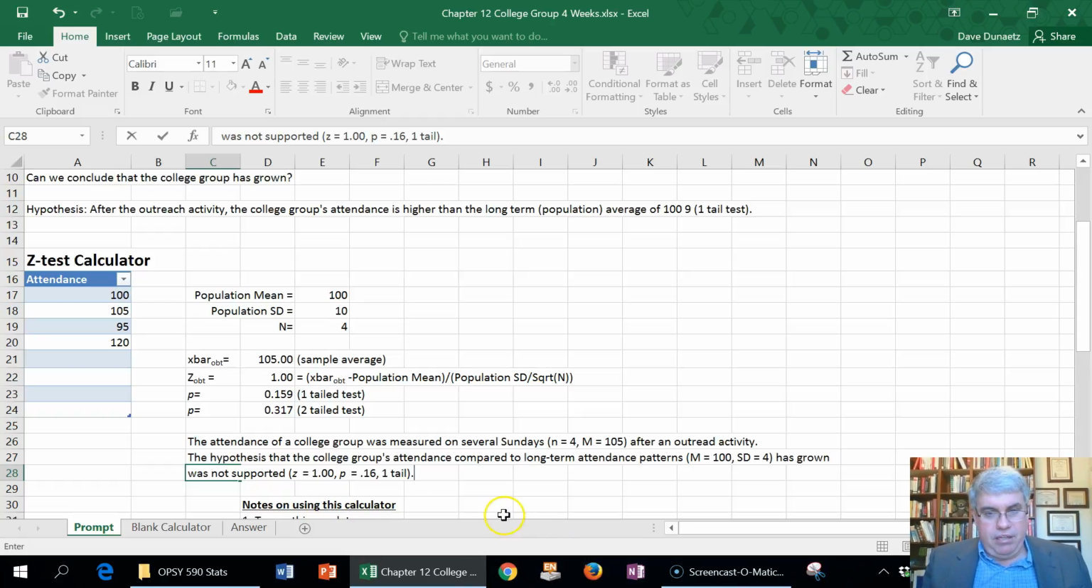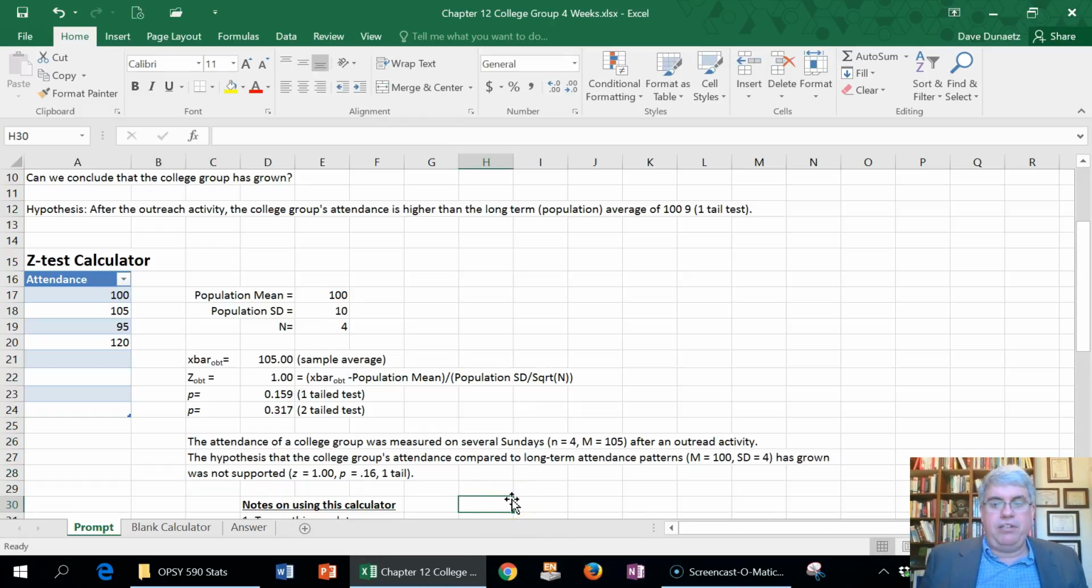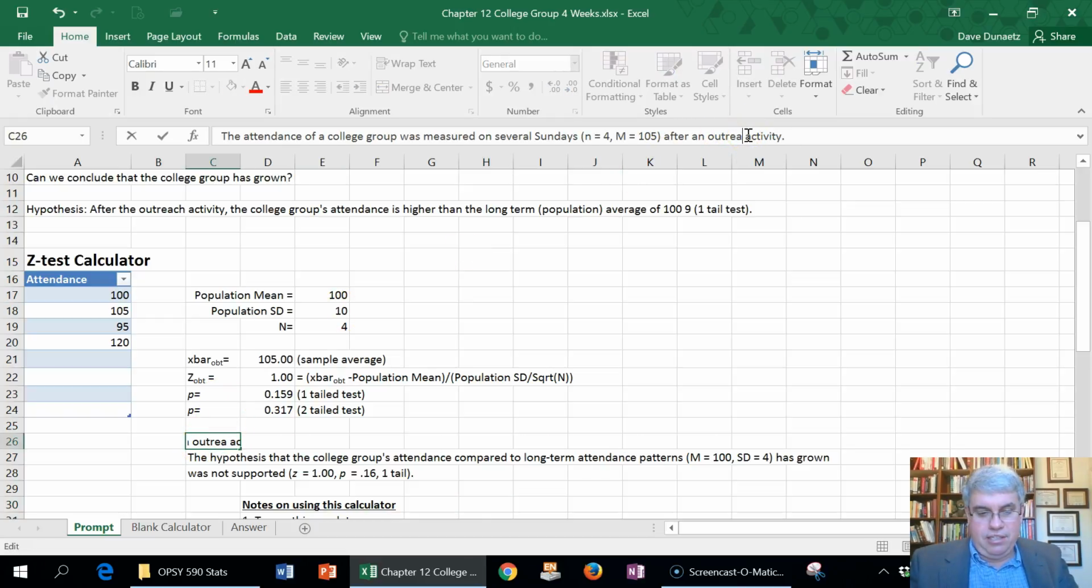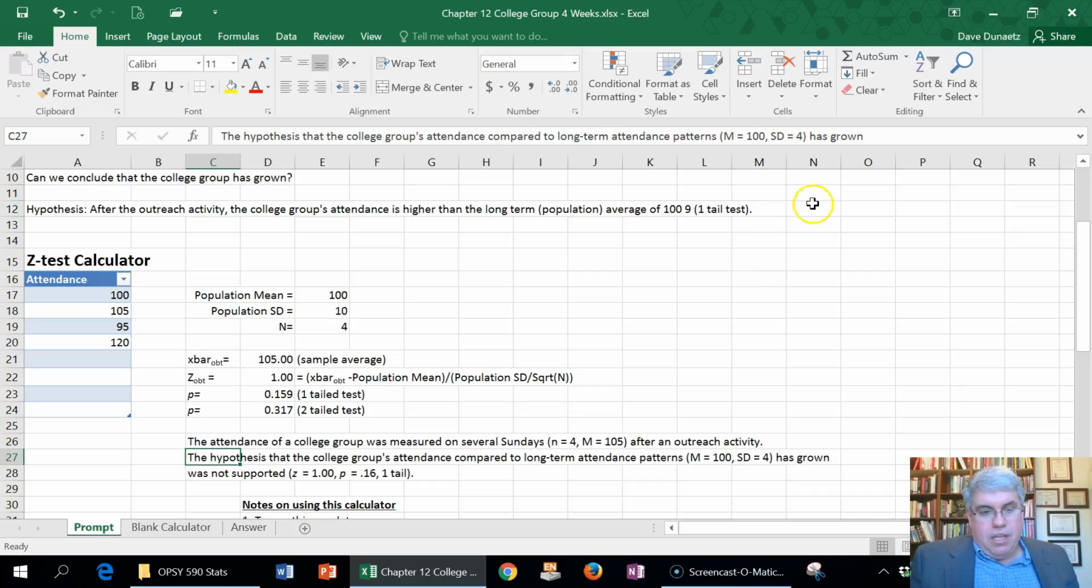So that's what we can conclude: the attendance of the college group was measured on several Sundays, where n equals 4 and the mean is 105 after an outreach activity. Let's spell outreach correctly. The hypothesis that the college group's attendance compared to the long-term attendance patterns has grown was not supported. And here's the population mean and standard deviation, our statistic, and our p-value, and we specified that we did a one-tailed test. So that's how you would report the results of this in APA format.